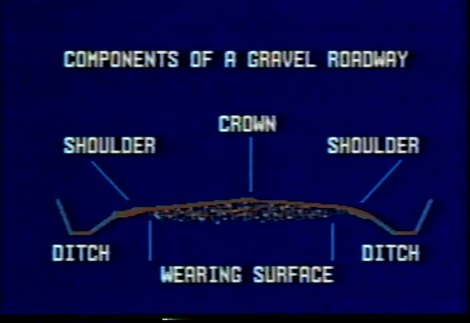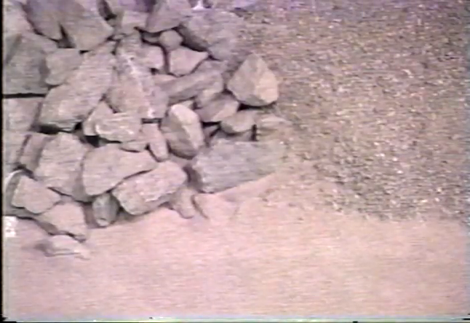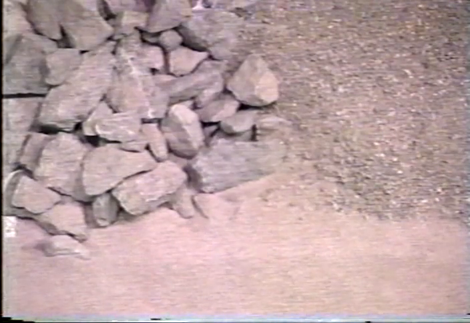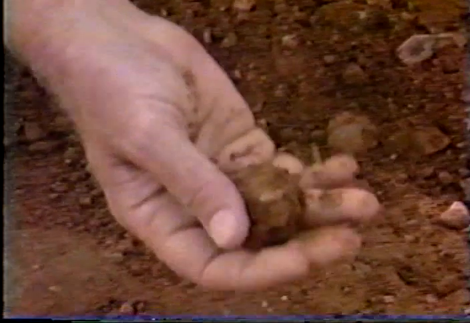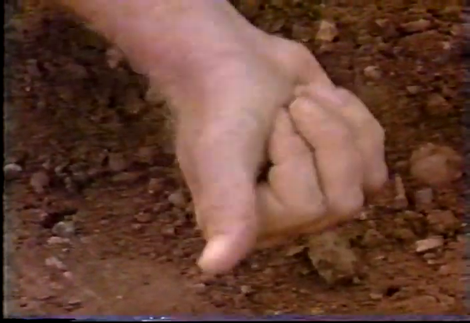Now that we know the basic components of a roadway, let's take a look at the most widely used part of a gravel road, the wearing surface. Gravel roads use a wearing surface that is a blend of different size aggregates: coarse aggregate or gravel, sand, and fines. When the blend is right, the smaller particles fill the gaps between the larger gravel to make a blend that will be compacted by traffic into a strong, tight wearing surface.